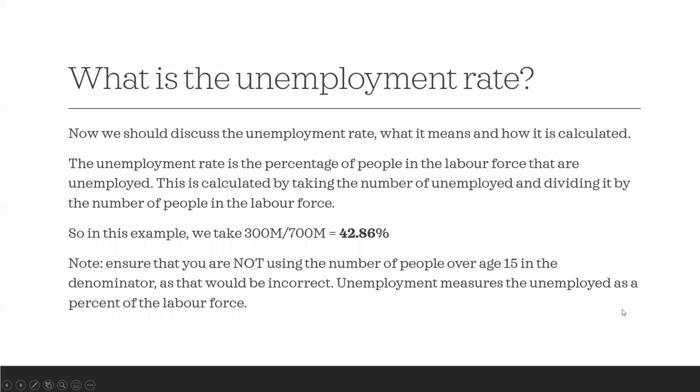Next, we're going to go on to unemployment rate. And pay special attention to this one because the formula changes a little bit. Now, when we look into it, essentially, what does it mean? It's basically the percentage of people in the labor force that are unemployed. And this is calculated by taking the number of unemployed and dividing it by the number of people in the labor force. And the key word there is the labor force, not the working population, the people over the age of 15. So that's where that major difference is. And we're going to see that in our denominator, we're using the labor force, that's 700 million. And that's giving us a 42.86% unemployment rate.